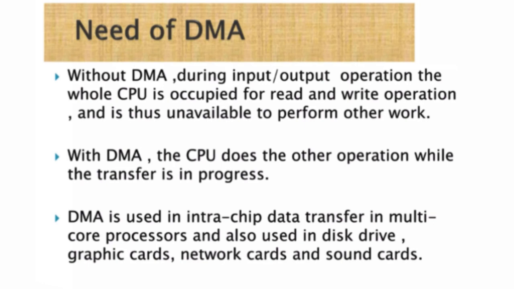Need of DMA. Without DMA, during input-output operation the whole CPU is occupied for read and write operations, and is thus unavailable to perform other work. With DMA, the CPU does other operations while the transfer is in progress. DMA is used in intrachip data transfer in multi-core processors and also used in disk drives, graphic cards, network cards and sound cards.